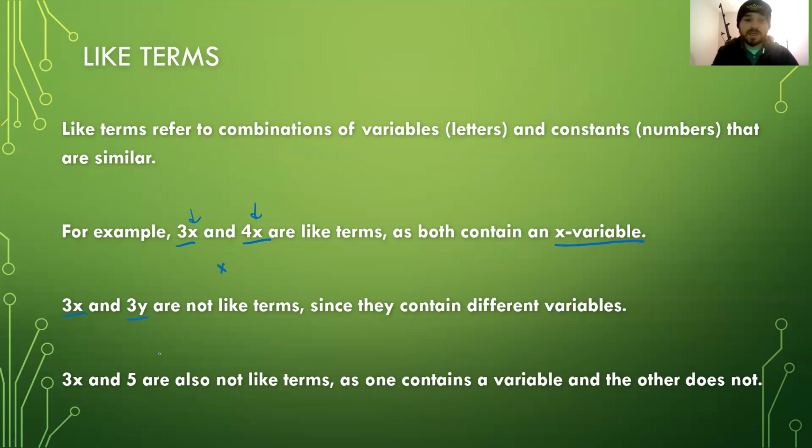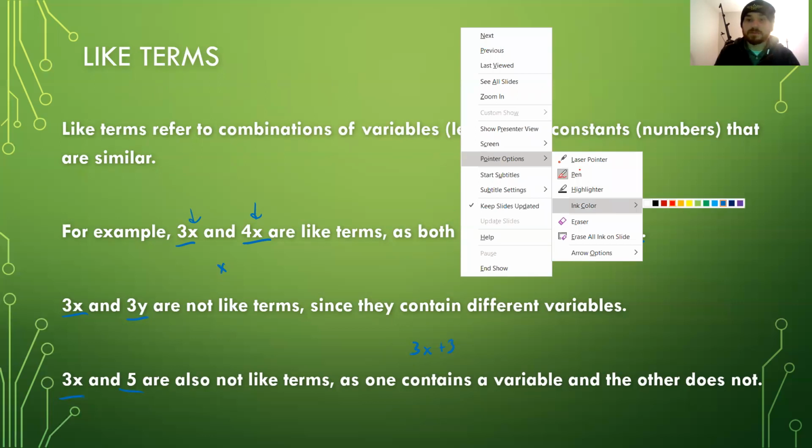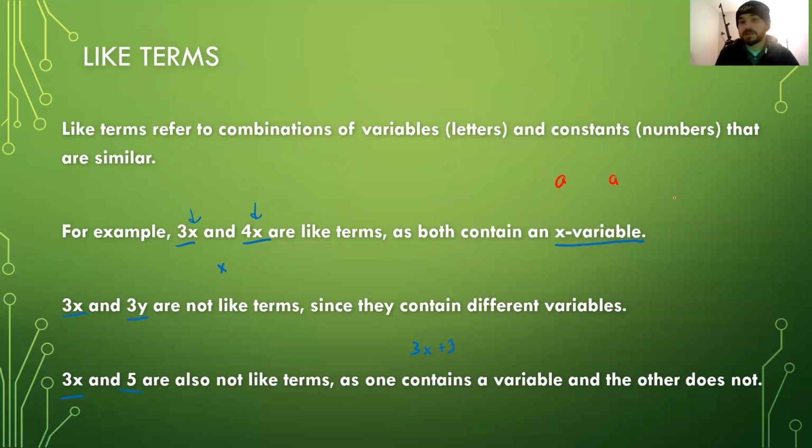3x and 3y, even though they both have 3's and they both have a variable, since the variables they have are different, these are not like terms. And then the 3x and 5 are also not like terms, as one contains a variable and the other does not. Same thing with 3x and 3. Those are not like terms, even though the number is the same, because one has a variable, one does not. So basically, if you have something with an a and something with an a, those are like terms. If you have something with an x and something with an x, those are like terms. If you have something that's just a number and something else that's just a number, those are like terms.